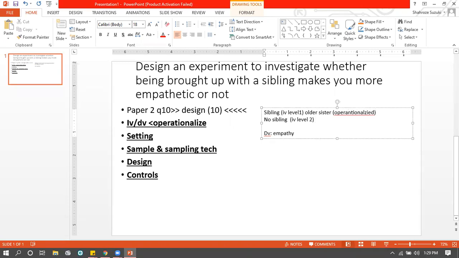No sibling makes sense. It's operationalized as well, because no siblings cannot be open to interpretation. No siblings means no siblings. There's no question of brother or sister.